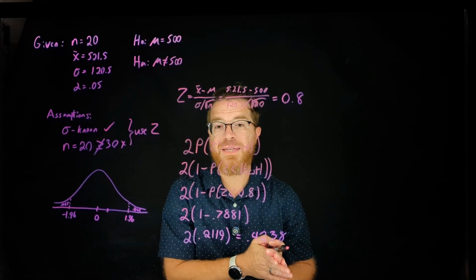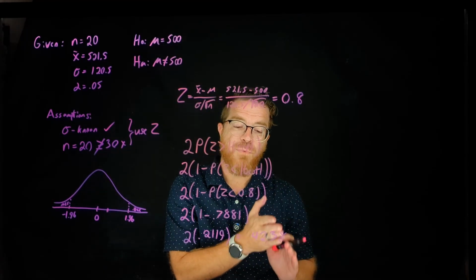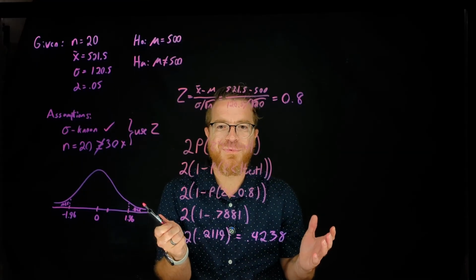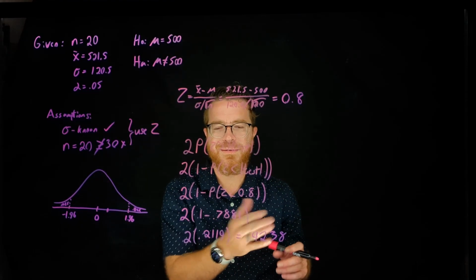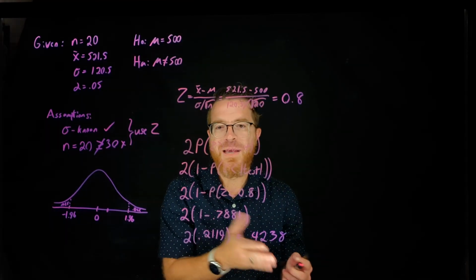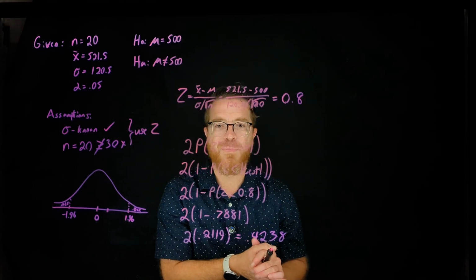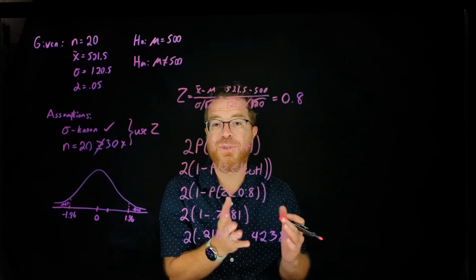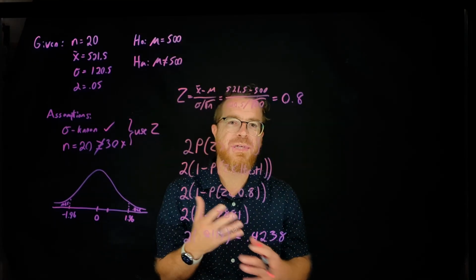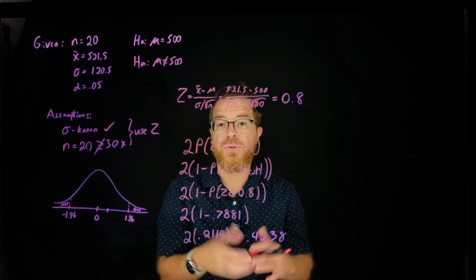So we have a probability, or a p-value, of 0.4238, meaning that if we were trying to reject this null hypothesis, the probability of something being at this value or more extreme is 0.4238, or a little over a 42% chance of that occurring. That's pretty common, so that's not really evidence to support that we can reject our null hypothesis.